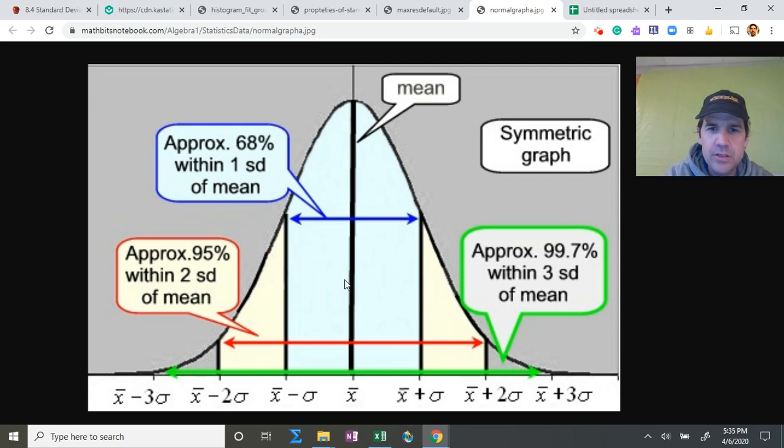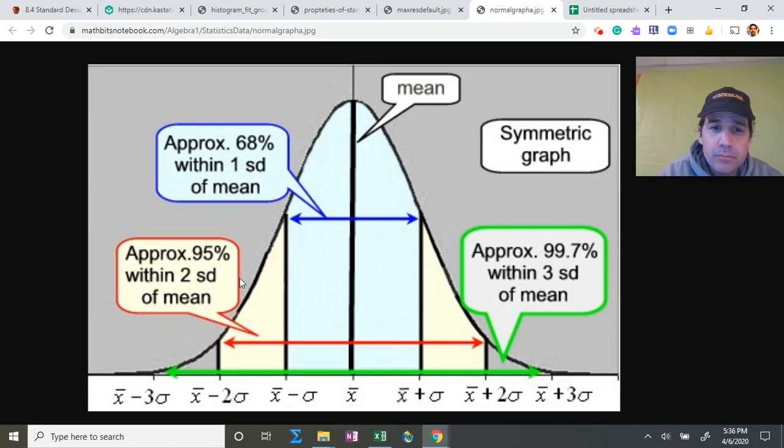All the data points inside here, between one standard deviation above and one standard deviation below, 68% of all my data will fall within one standard deviation. That's 68%. That's fixed. That doesn't change. It's always 68. It's called the 68, 95, 99.7 rule. The mean will change, the standard deviation will change, but those percentages are constant.